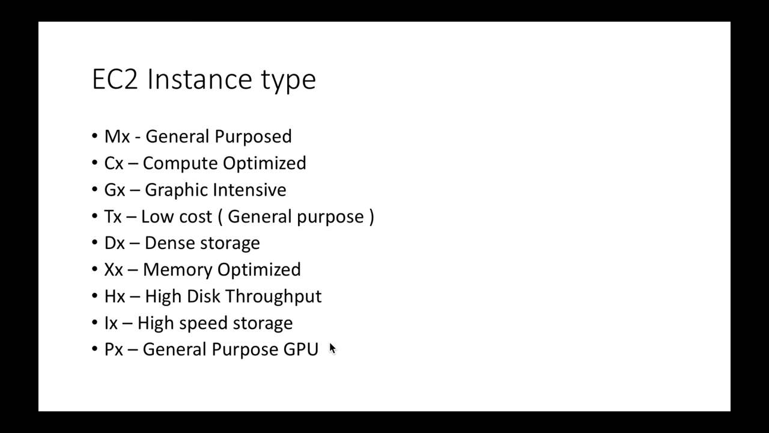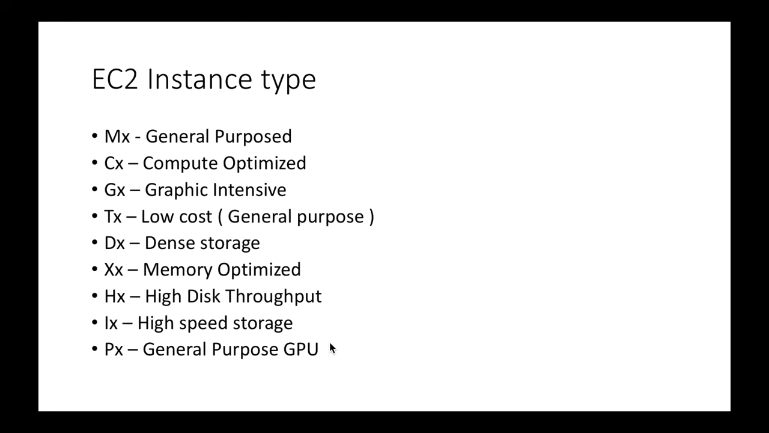So MX is your general purpose, and then you have your CX, which is for compute optimized. Let's say you have a very low latency requirement, usually if you're going with a relational database, or maybe you're going with a data warehouse solution, you want to use compute optimized. And then you have graphic intensive. If you're working with some kind of game server, or maybe some machine learning requirement, you can go with a graphic intensive, GPU kind of server.